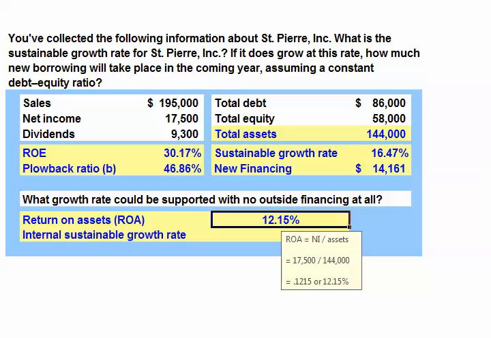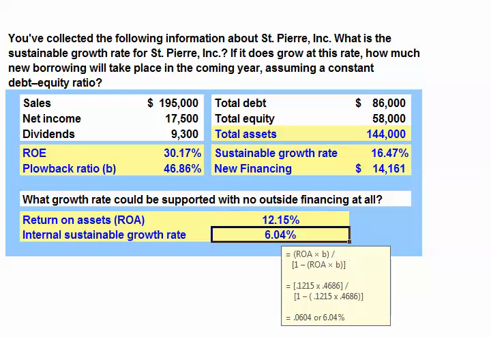Our internal sustainable growth rate then is simply our return on assets of 12.15% multiplied by our plowback or retention ratio of 46.86%. That quantity divided by 1 minus the quantity of ROA times our retention rate. We have an internal sustainable growth rate. The amount that we could grow without any additional debt financing at all is 6.04%.